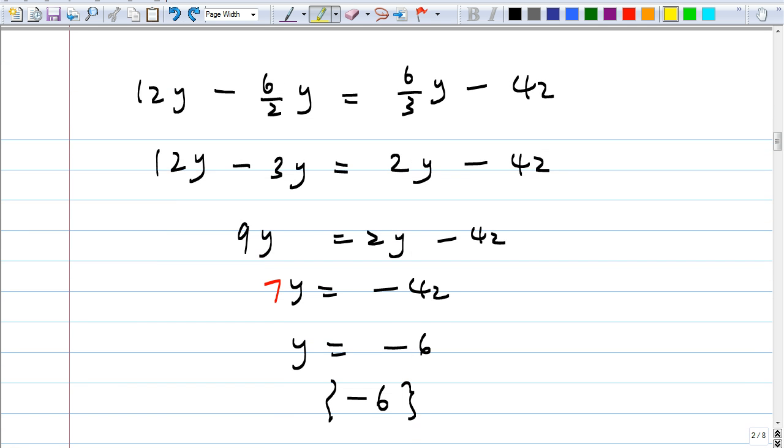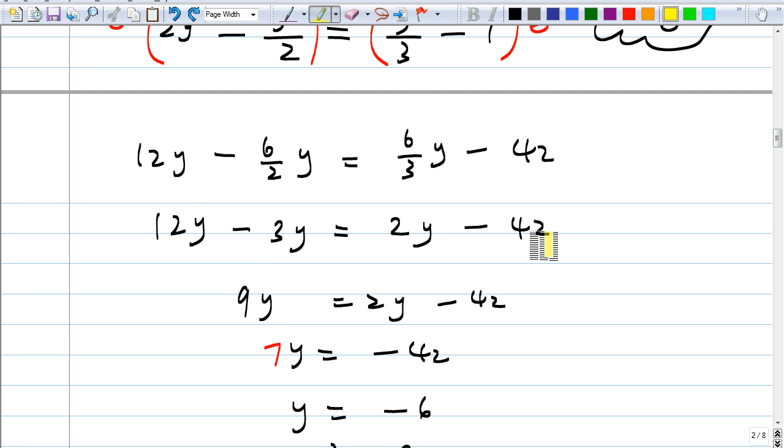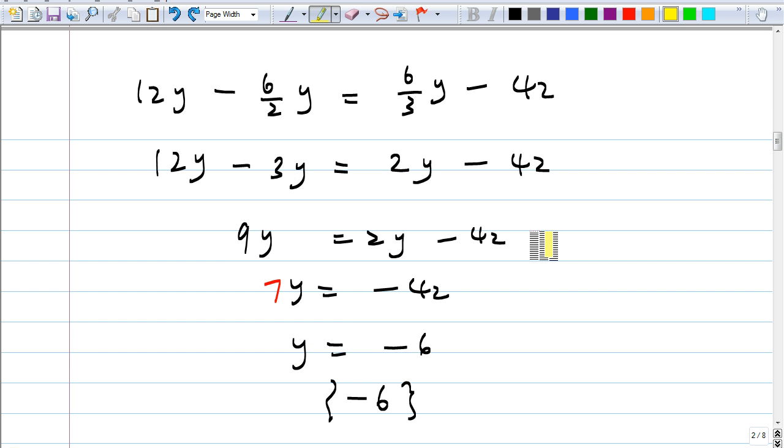Look, didn't we multiply both sides by 6, right? And so didn't we get 12y minus 3y equals 2y minus 42? Do you see a mistake? Okay, then of course, you divide both sides by 7. The answer is negative 6. Okay, if you didn't get it right, go ahead and fix it. How many people got it right? Raise your hand. Okay, good, most of you. If you didn't, go ahead and fix it, okay? You should have all gotten negative 6, okay?